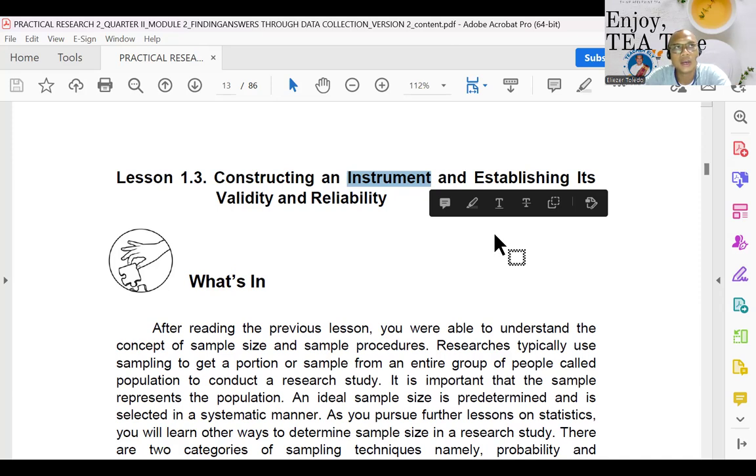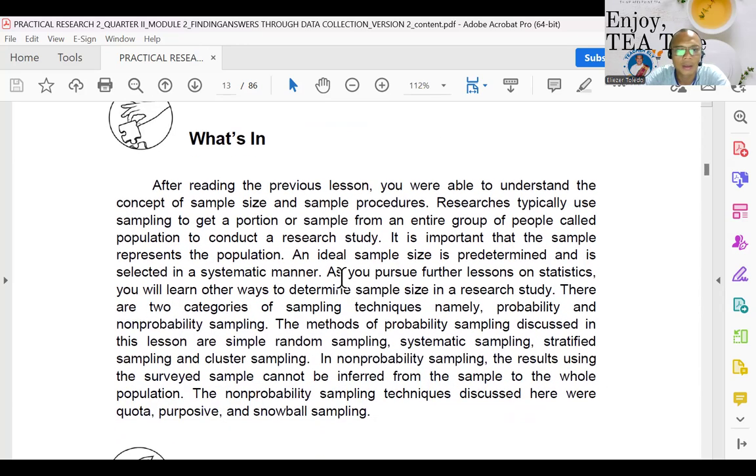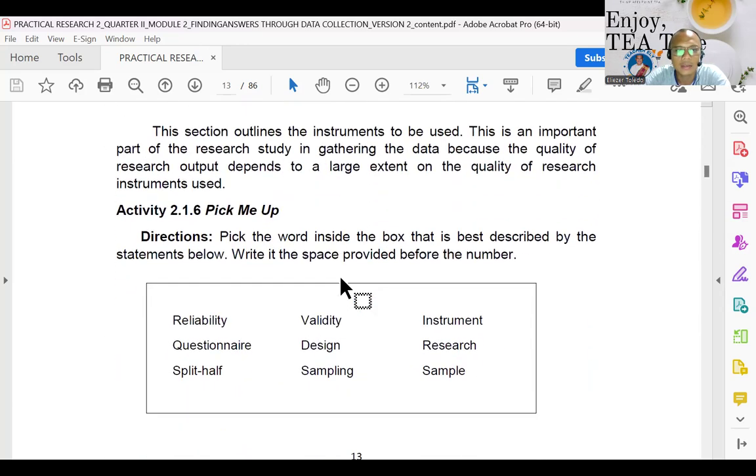adopt it. Either we fully get it and use it, or we modify some of the questions in there. But of course, if you changed something, your reliability and validity will be questioned. So what exactly is reliability, what is validity, or we just simply call our instrument standard. So it should really be standard. Okay, let's go down.